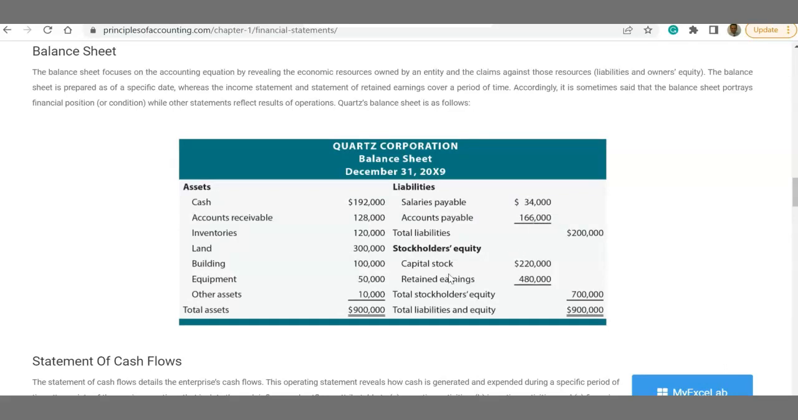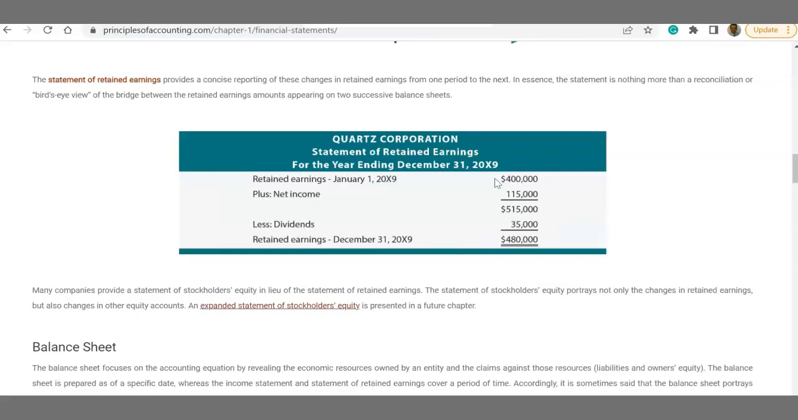Stockholders' equity has two parts at the minimum. The first one is the capital stock. The second one is retained earnings. Retained earnings, how much is it? 480. Where is that coming from? That is coming from report number 2. And here is report number 2. So that's why you have to do report number 2 before you can prepare that 480.